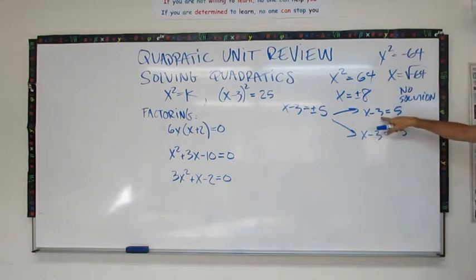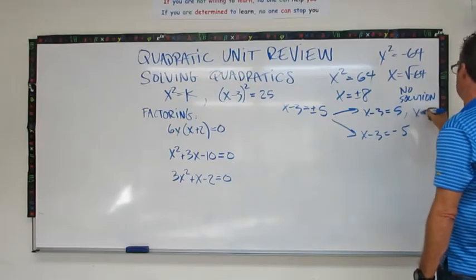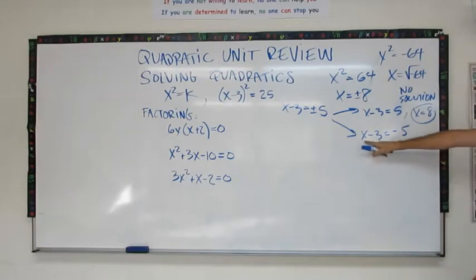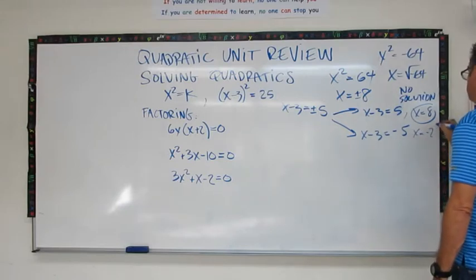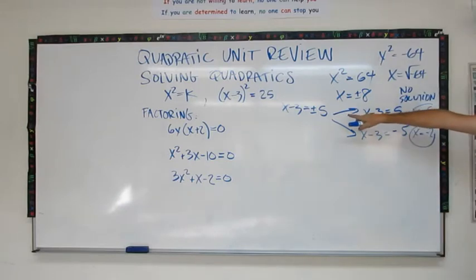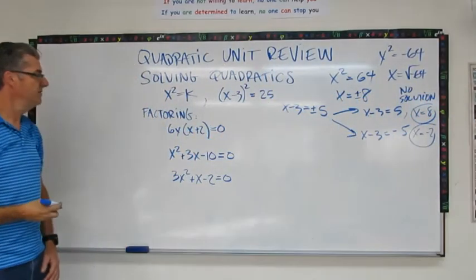So for this one, we add 5 to both sides, and we get x equals 8. And for this one, we add 3 to both sides, and we get x equals negative 2. So this is a two-solution quadratic. Right here I kind of wandered a little bit, but it's all right there for you.